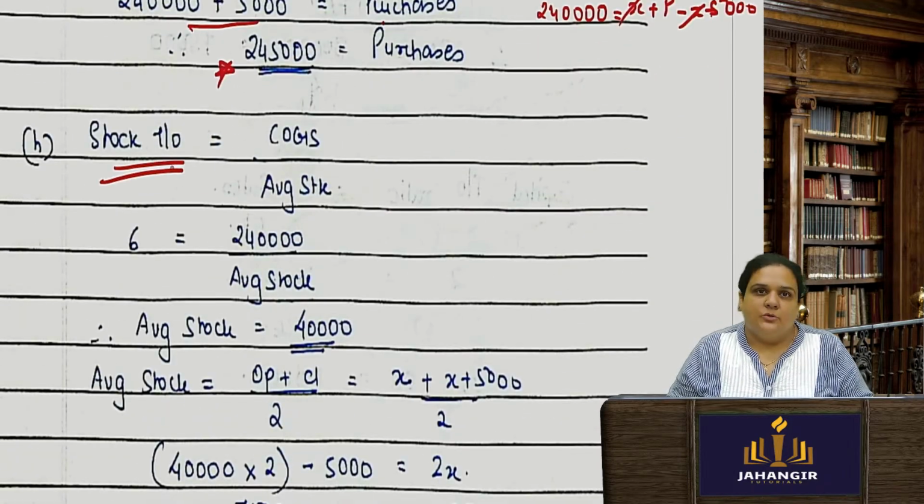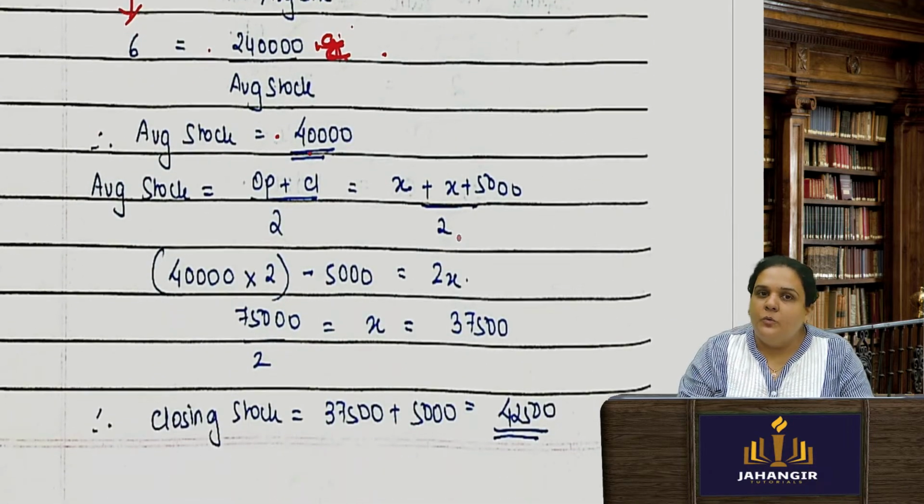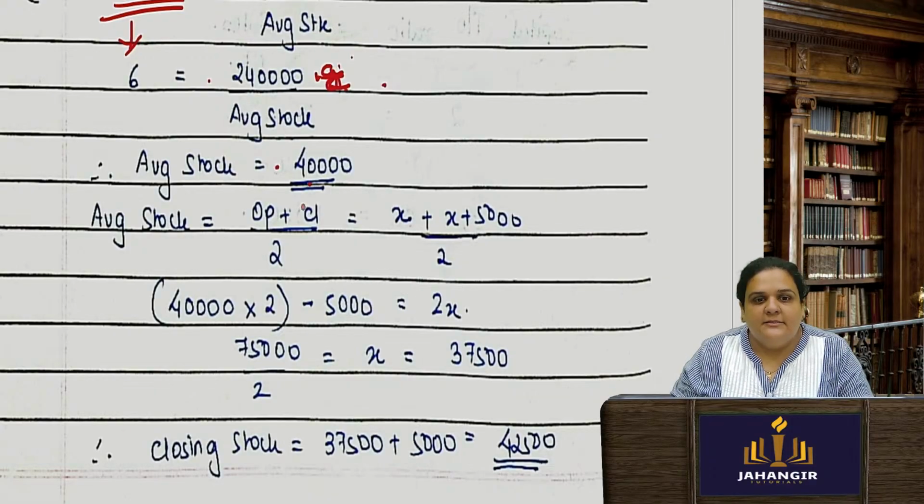Stock turnover ratio is COGS upon average stock. The stock turnover ratio they have given me is 6. COGS we have found out, upon average stock. So average stock is, why, 2,40,000 divided by 6, 40,000. Average stock is nothing but opening plus closing upon 2. Opening I had assumed X and closing will become X plus 5,000, upon 2. Now average stock is 40,000.